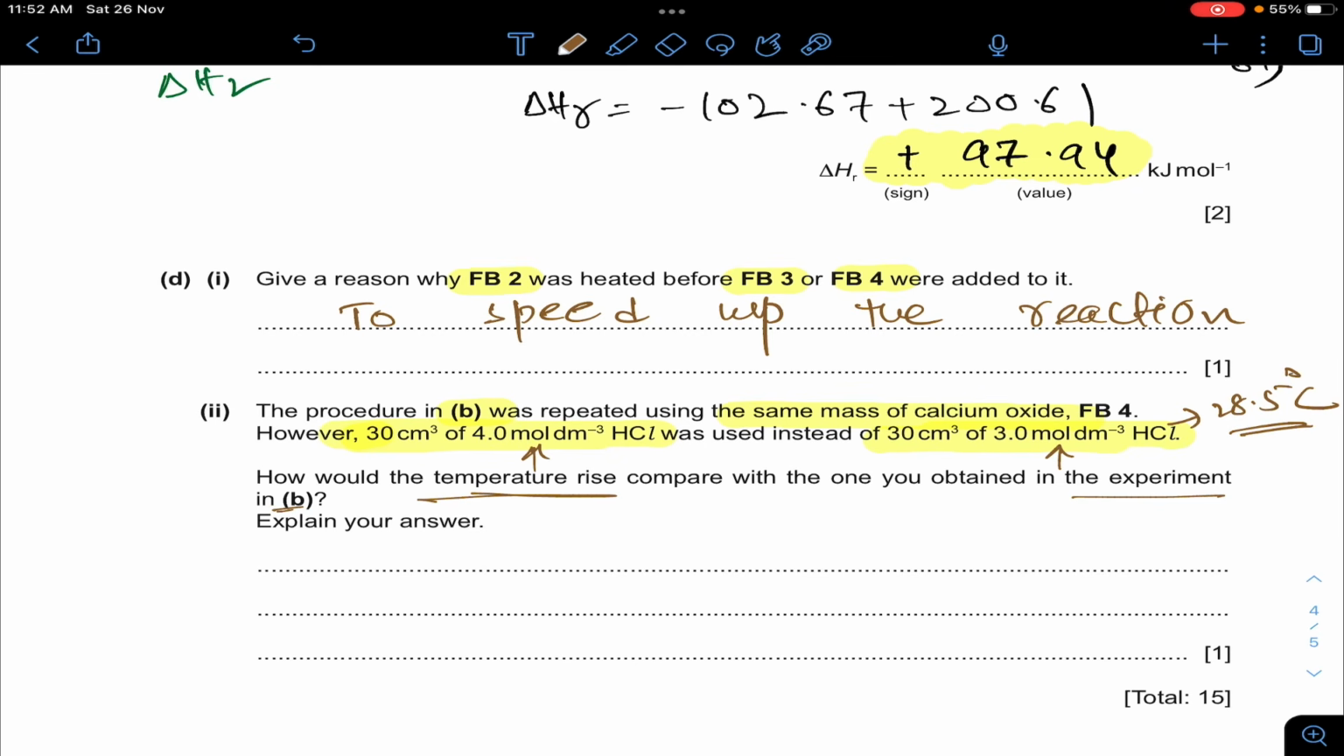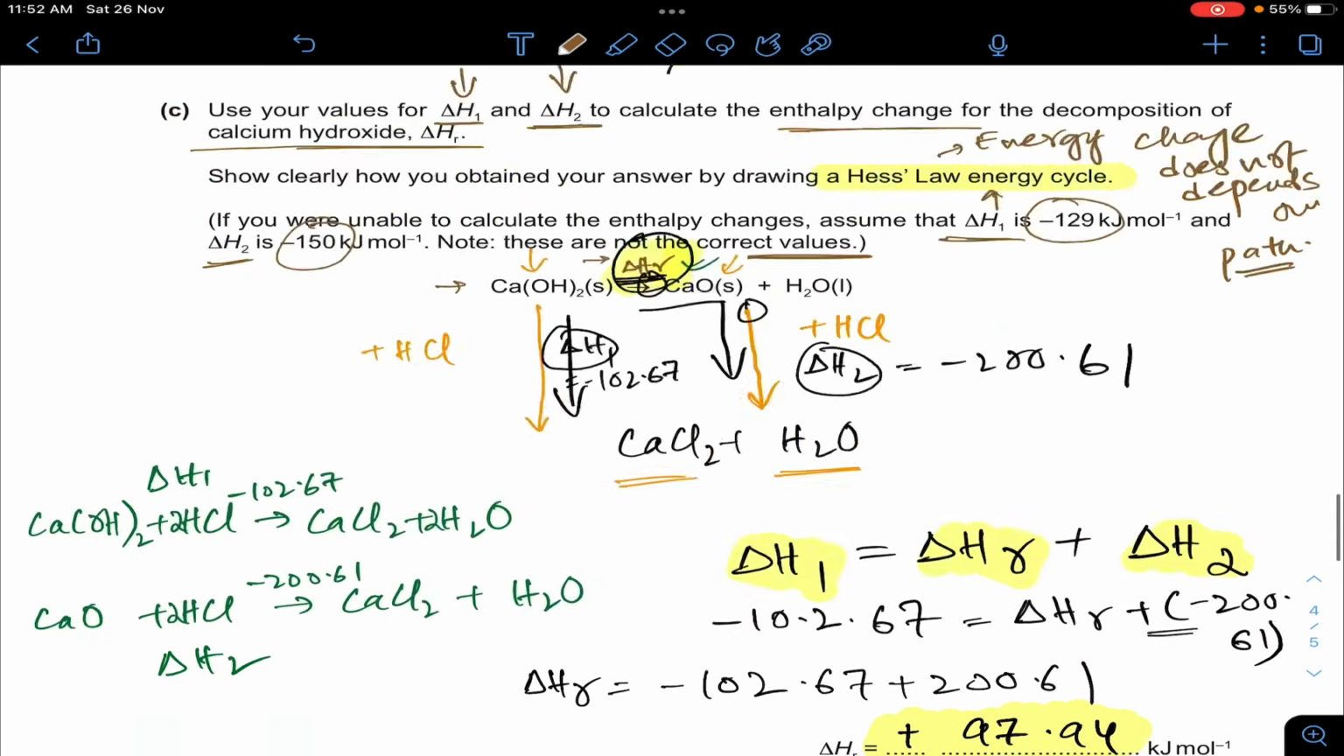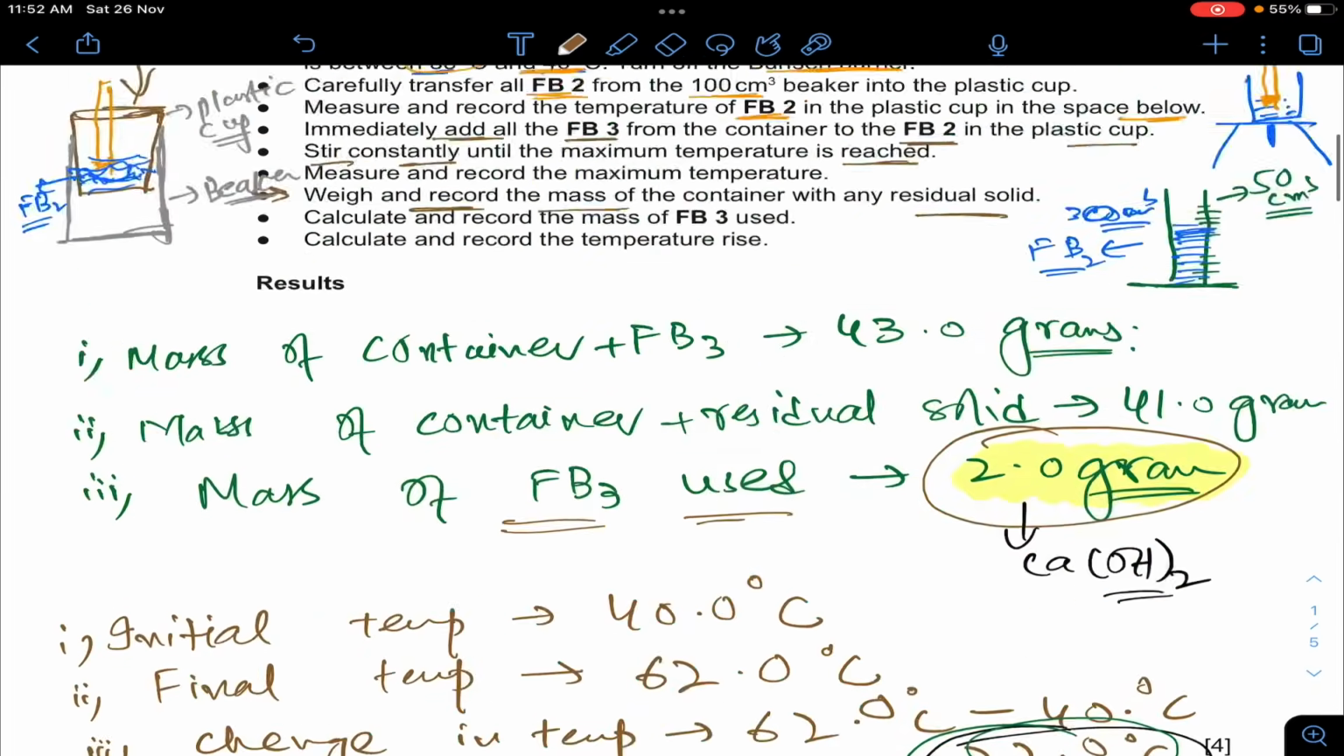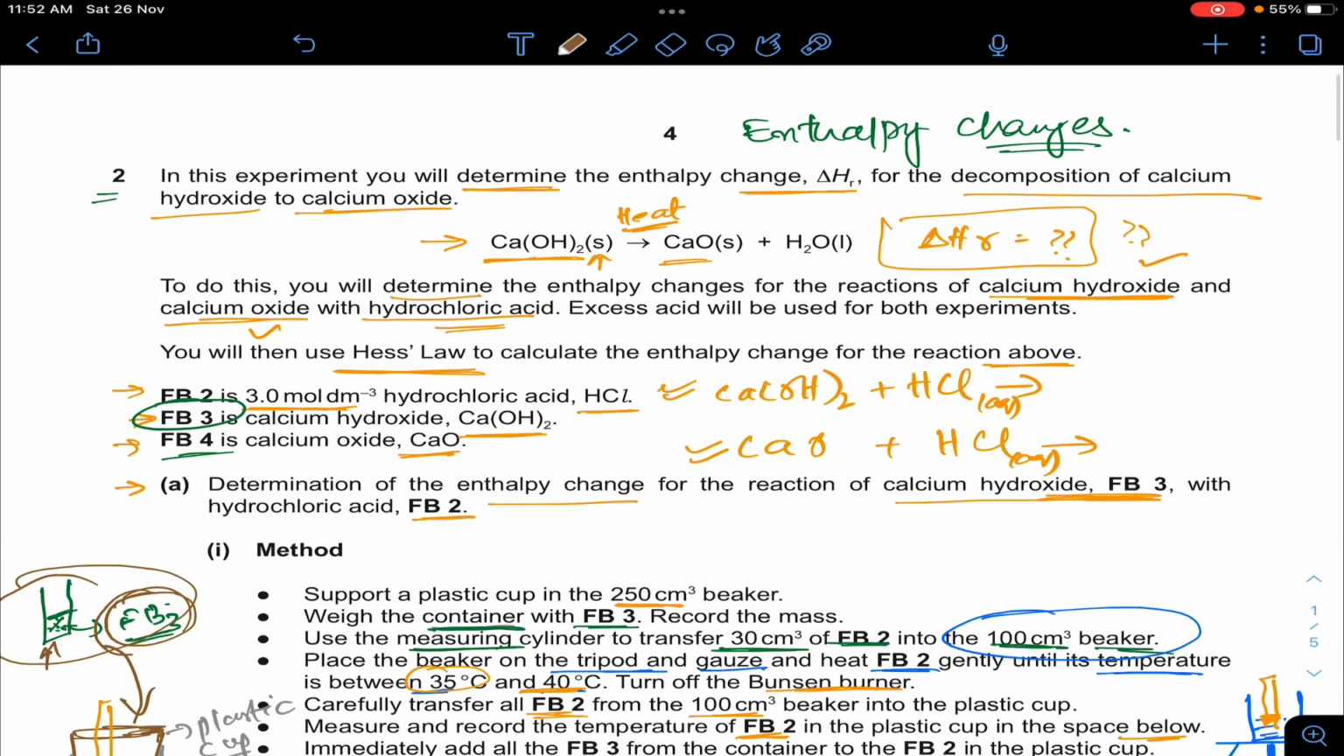So they are saying if we use 4 mole per dm³, what would be the temperature rise? Would it be higher than this value or lower than this value, or would it remain the same? So it would remain the same. We get the same temperature rise. And the reason is that we are using acid in excess amount. If you move to the first page of this question, they have clearly told us that we are using excess acid. So the concentration of acid will not decide the extent of reaction, right?